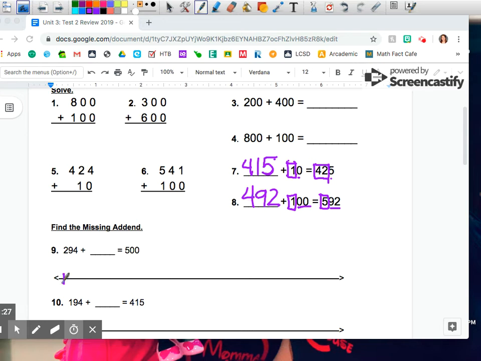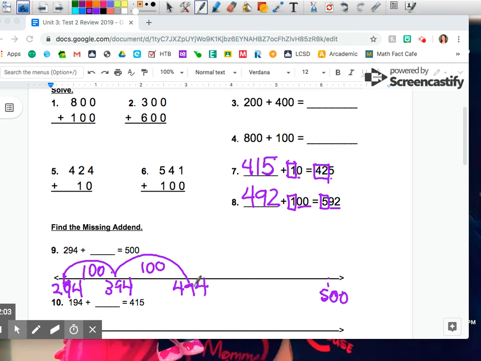So here on number 9, I have 294. And I've got to figure out what I'm going to add to it to end at 500. Well, our biggest move is a leap of 100. So 100 more is going to be 394, and I can do that. That's still less. So 394, another 100 is going to get me to 494. Still less than 500, so I can do that.